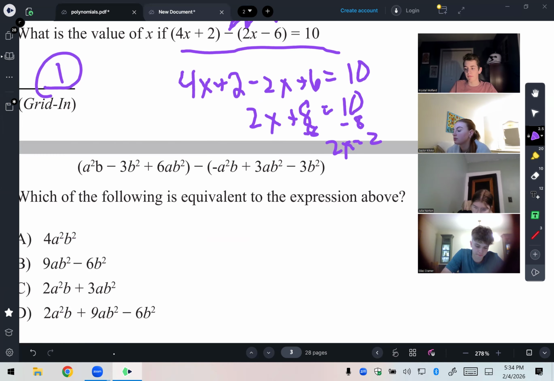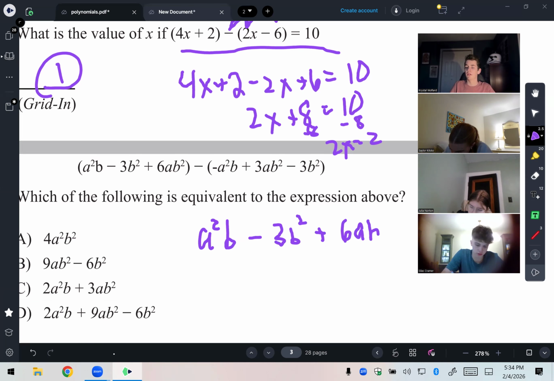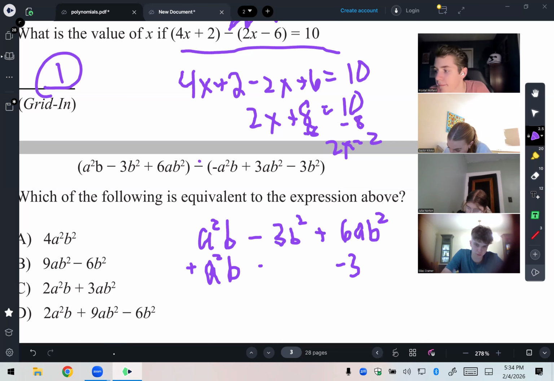Okay, now what I like to do with these, if they give them to you on the test, is align the variables. And this is what I mean. So we have a squared b minus 3b squared plus 6ab squared. The secret will be to put this, a negative and negative is a plus, so that'll be a plus a squared b minus 3ab squared. So we'll put that over here.